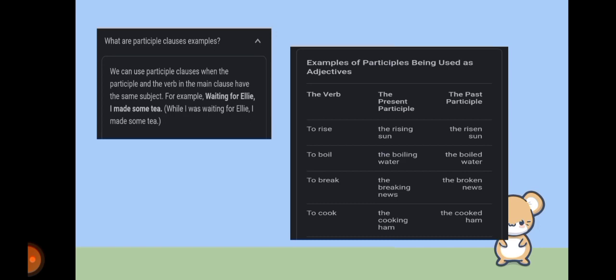The verb to rise, the present participle, the rising sun, the past participle, the risen sun. The verb to boil, the present participle, the boiling water, the past participle, the boiled water. The verb to break, the present participle, the breaking news, the past participle, the broken news. The verb to cook, the present participle, the cooking ham, the past participle, the cooked ham.